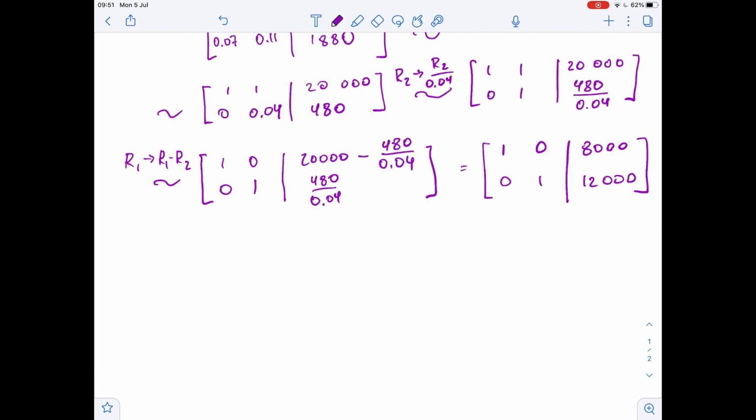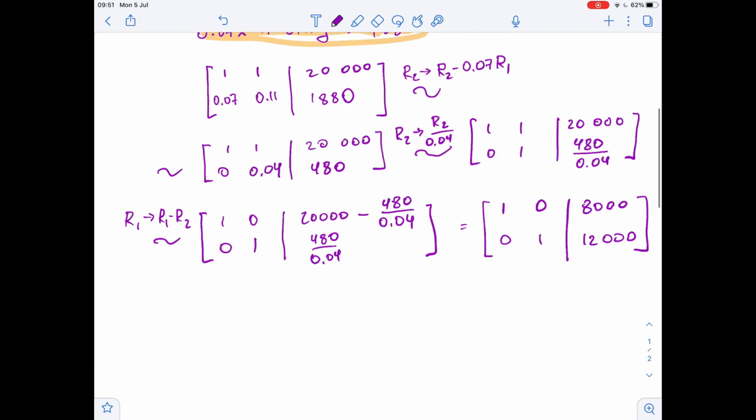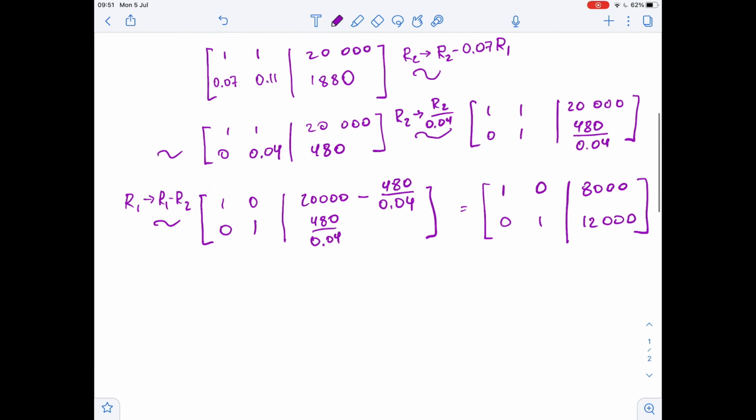Since now on the left we have the identity matrix, that means that the solution of our system of equations is that x equals 8,000 and y equals 12,000. So the amount of money invested at 7% interest rate is $8,000, and the amount of money invested at 11% is $12,000.